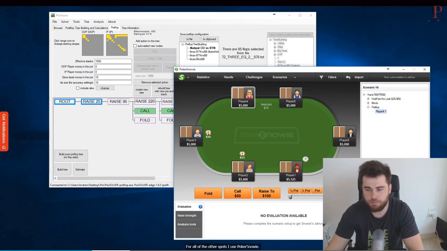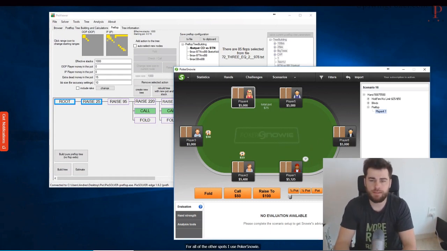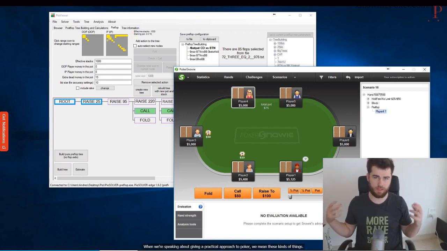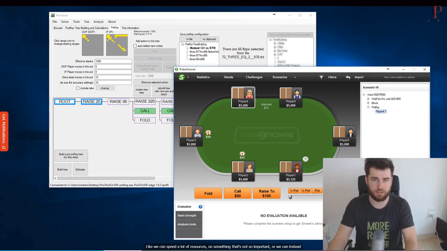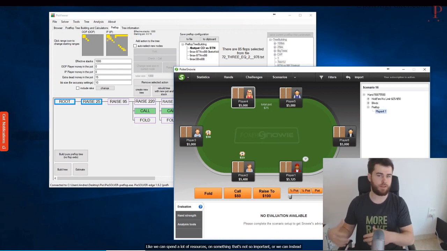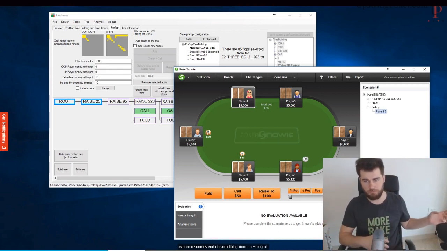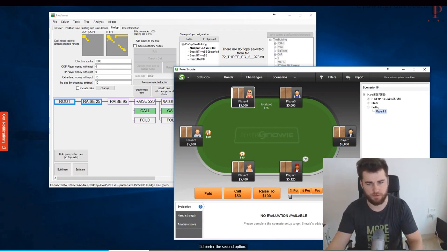For all the other spots, I use PokerSnowie. It's easy to play, and it's resource intensive on PioSolver, while it's really light on PokerSnowie. When we speak about giving a practical approach to poker, we mean this kind of thing. We can spend a lot of resources on something that is not so important, or we can instead use our resources on something more meaningful. I prefer the second option.